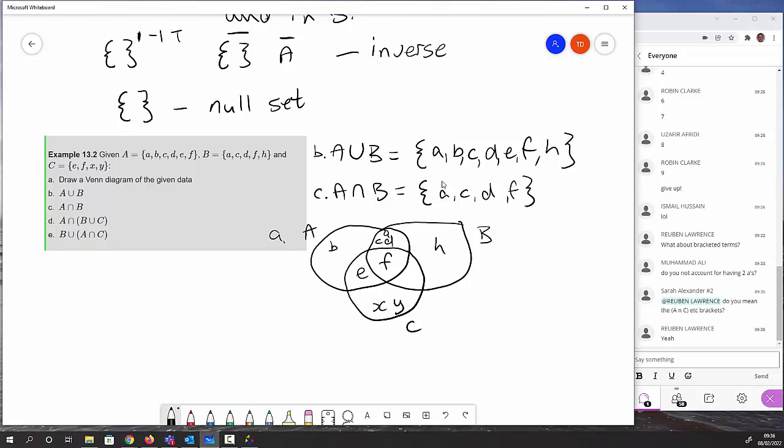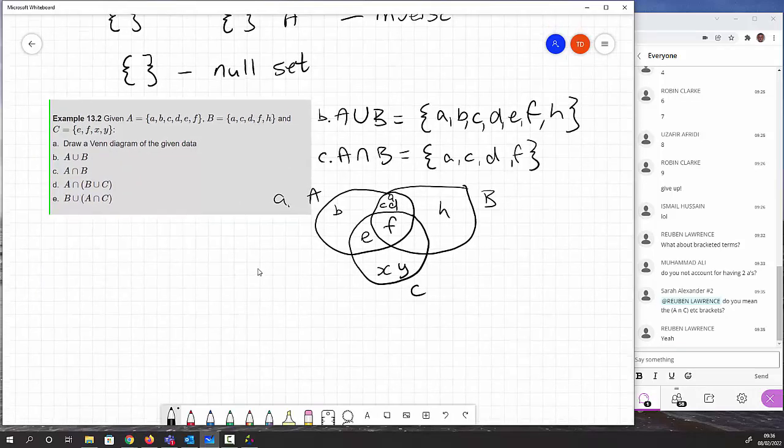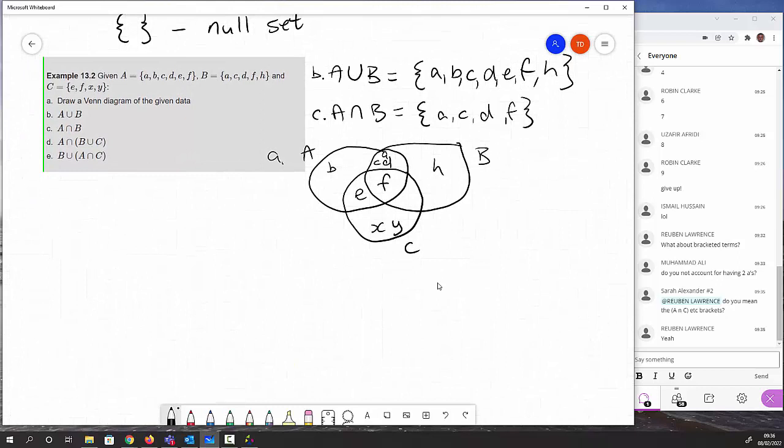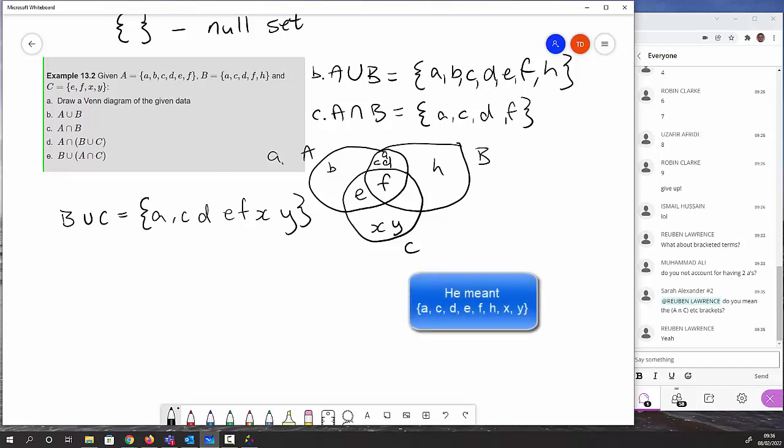Okay, then for question D, how you would approach a question like this is you'd start by taking B union C. So what we've got then is B union C is equal to A, C, D, E, F, X, Y.